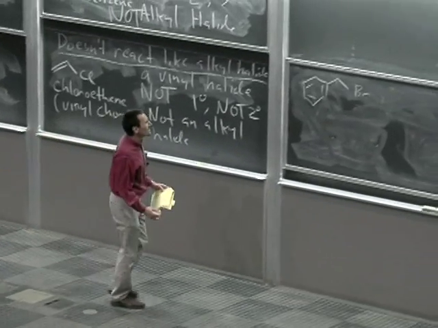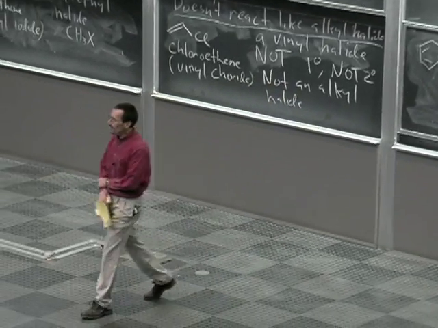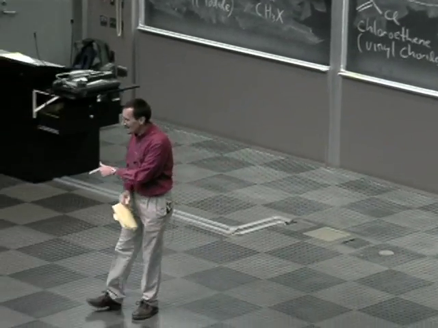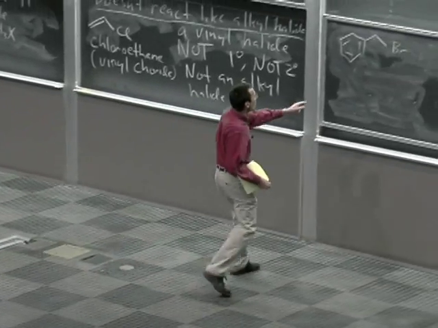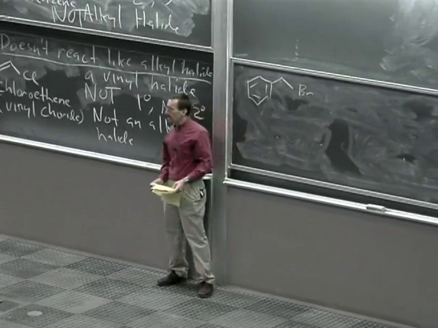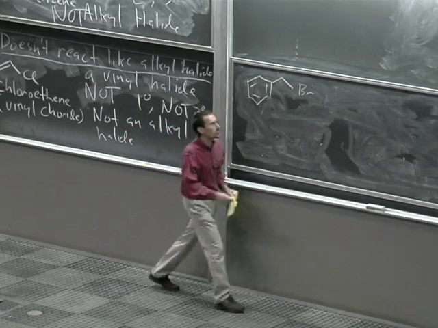Let's take this one. Is this an alkyl halide? Yes. Why? It's attached to an alkyl carbon, a primary carbon. Yeah, this is an alkyl halide. It's a primary alkyl halide, and its reactivity is actually very much like this.